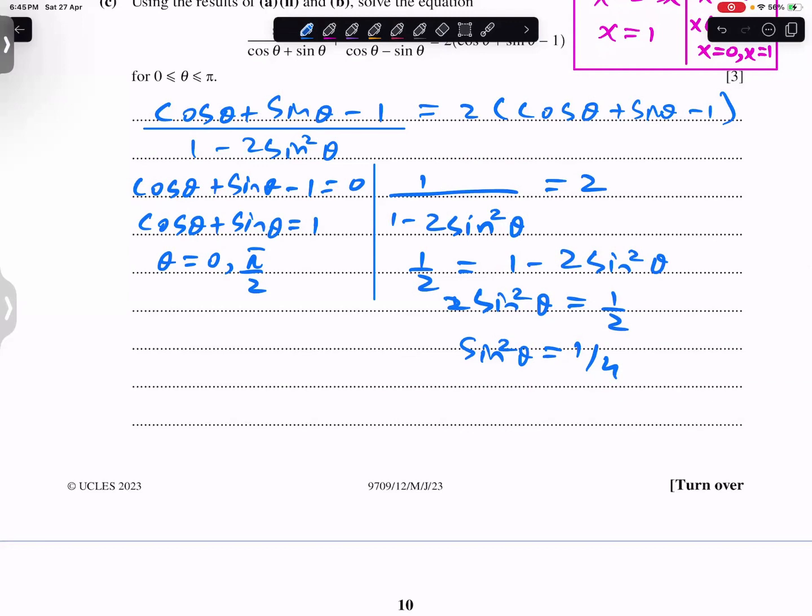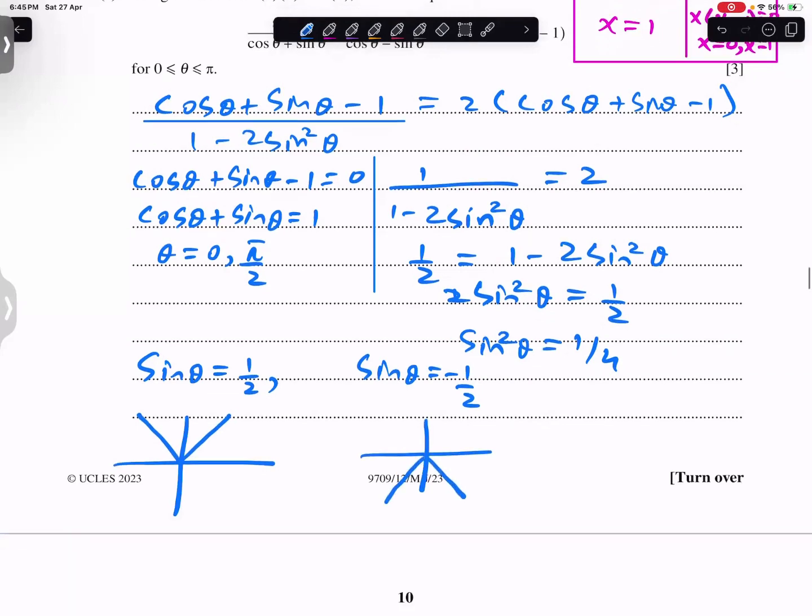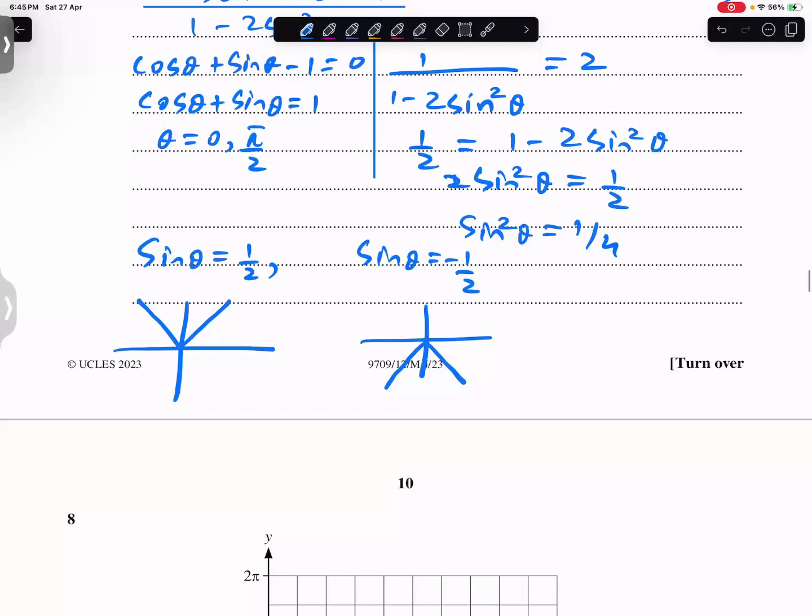So you can take square root on both sides. So you have sine theta is equal to plus minus 1/2. So sine is positive in first and second, sine is negative in third and fourth. In both cases, you have basic angle 30. Basic angle 30 means theta is equal to pi by 6. So my first angle will be theta is equal to pi by 6. My second angle will be theta is equal to pi minus pi by 6, and that will be 5 pi by 6.